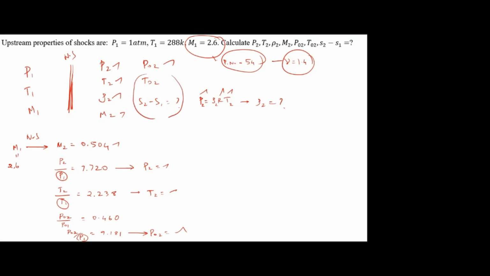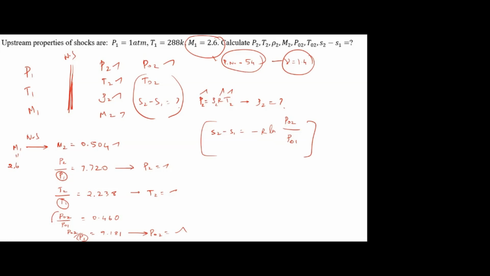Then these two. What is the formula for S2 minus S1? It is minus R times the natural log of P02 by P01. Very good. Actually, another formula can also be used, but it is a long equation in terms of static properties: Cp ln T2 by T1 minus R ln P2 by P1. That is a long equation, so instead we can use this short equation in terms of stagnation pressure.